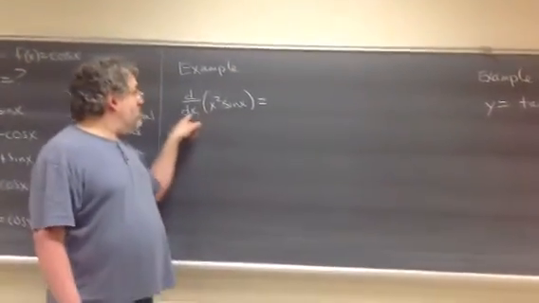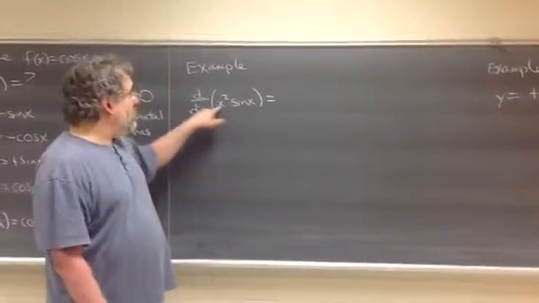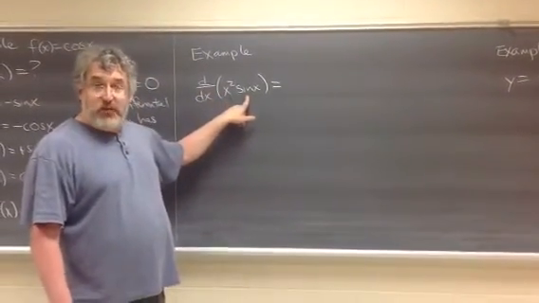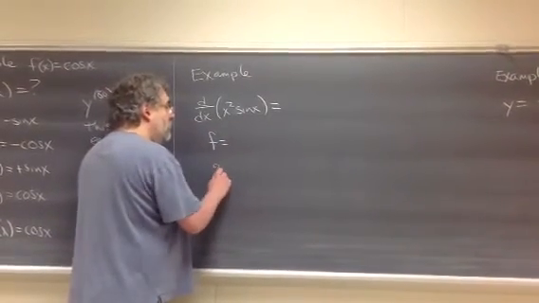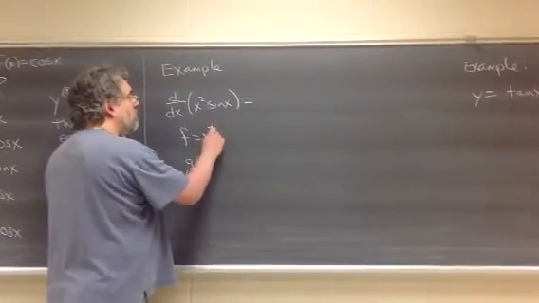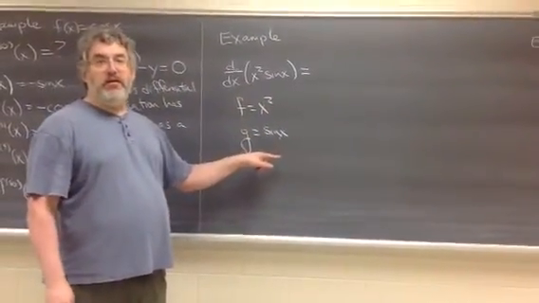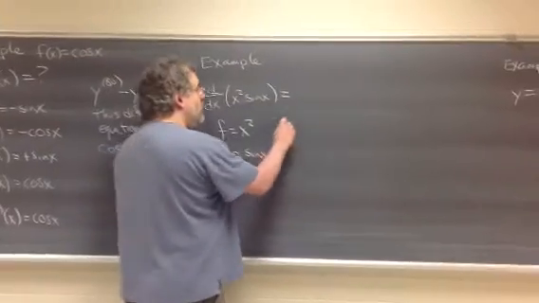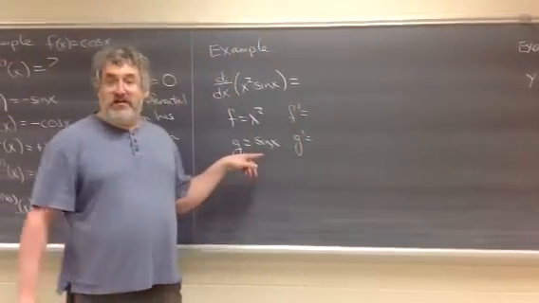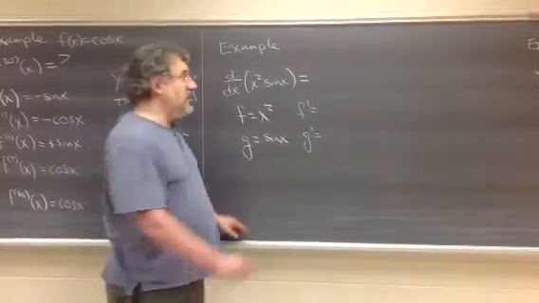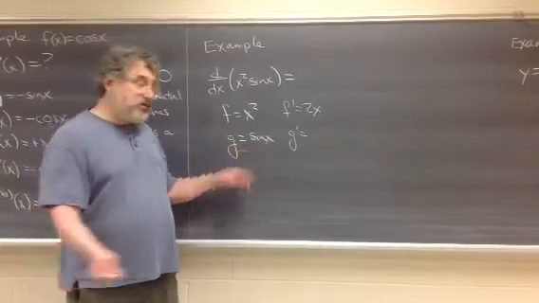More mundane. What's the derivative of x squared sine of x going to be? Well, this is the product rule. I didn't write it that way before, but we write f and then g. Just because it's easy to organize, we get f prime and g prime, the derivative of these. So the derivative of x squared is 2x, and the derivative of sine of x is cosine of x.